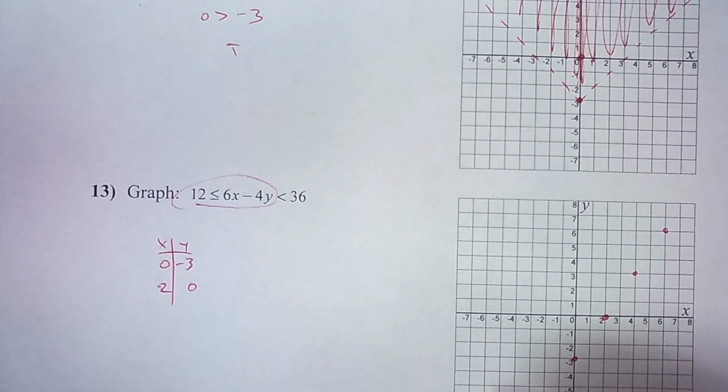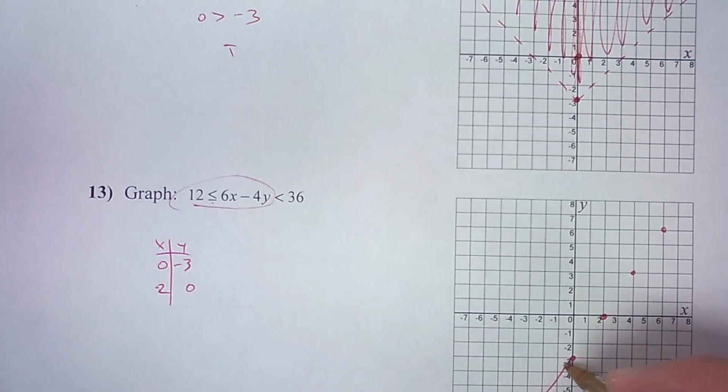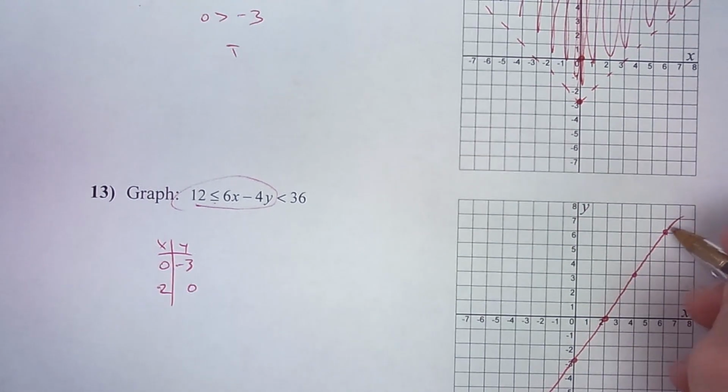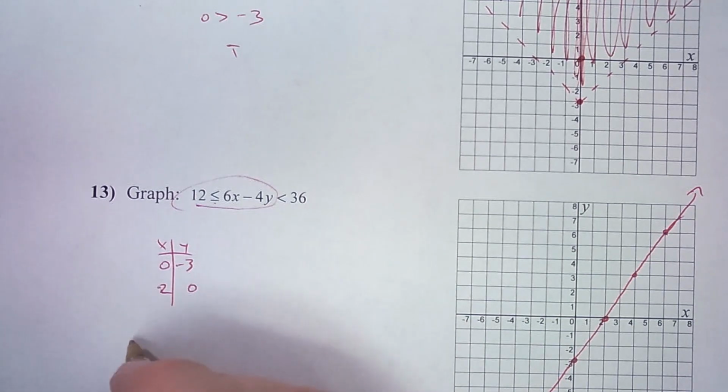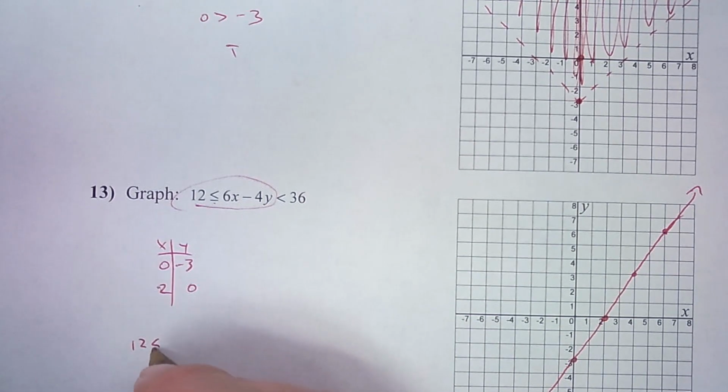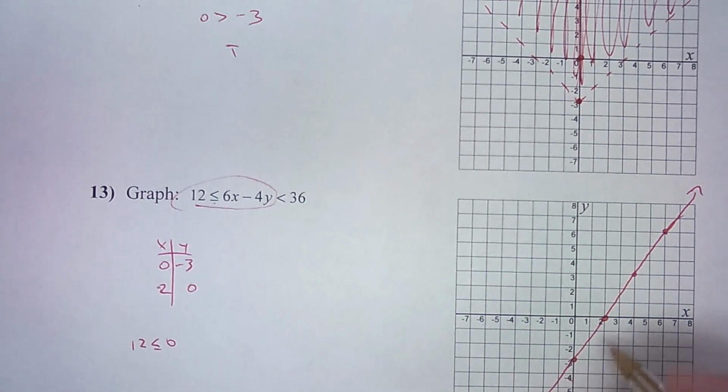Okay, and this is underlined, so it will be a solid line. Okay, and when I test the origin, I get 12 is less than or equal to 0, and that is not true, so this one will shade this way, away from the origin.